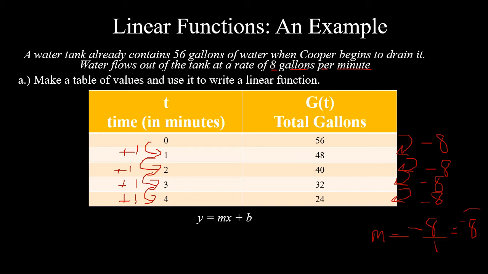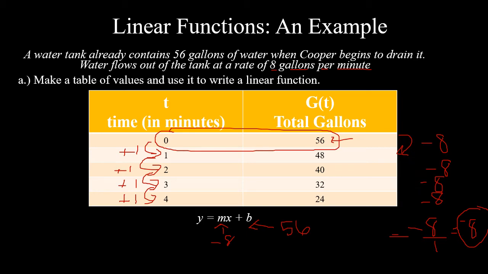-8, right? Which we knew, but if we didn't, we could easily figure it out from this table. And we also see that our initial value is right here when we have 0. When 0 minutes have gone by, how many gallons of water do we have? 56. So we have our m, it's -8. We have our b. It's 56, okay? So now we can just plug that right in.